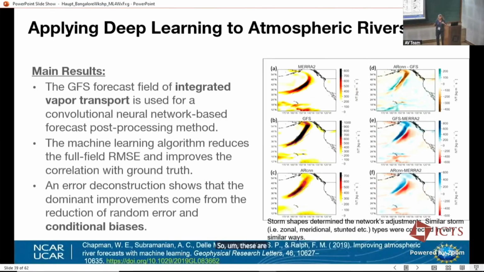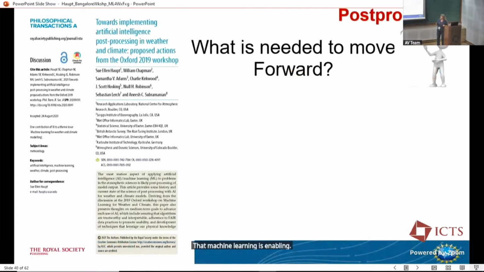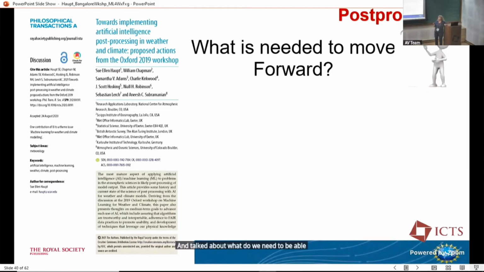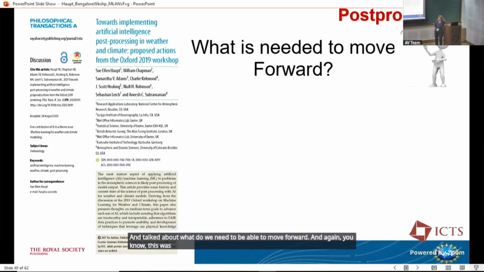So these are just a few examples of some of the post-processing advances that machine learning is enabling. So what do we need to move forward? Somebody else mentioned the Oxford conference in 2019. I had the honor of leading the downscaling discussion group. We had such a rich discussion. We wrote a paper about it and talked about what we need to be able to move forward. And again, this was in 2019, so it's a little dated right now. The paper came out a year later.